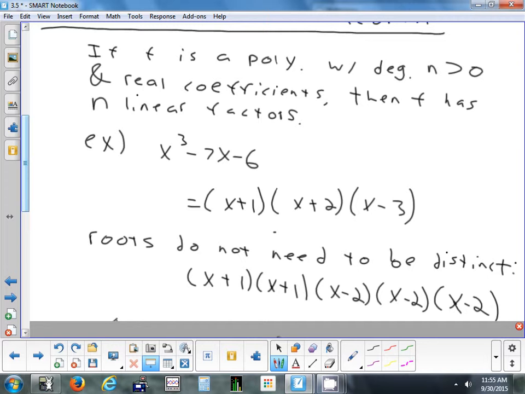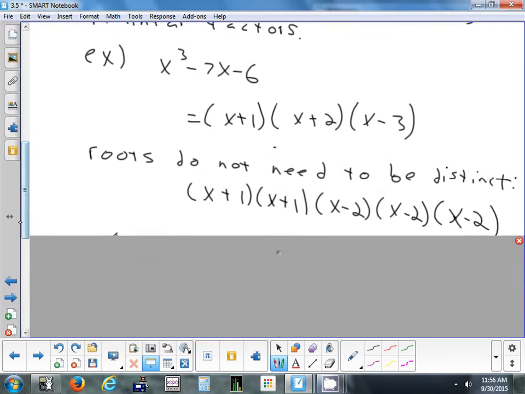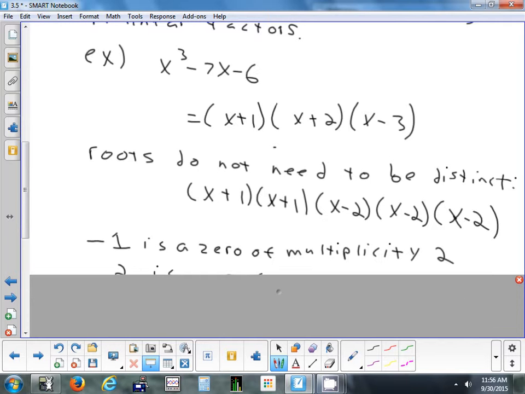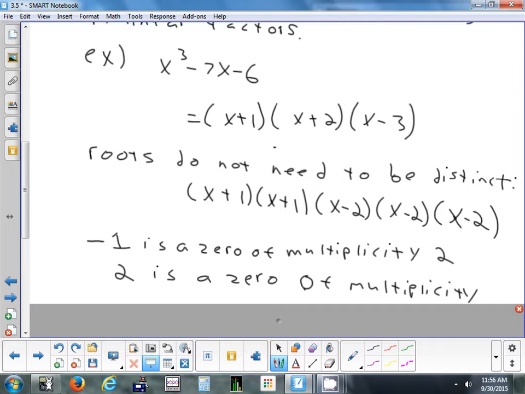So if you were to graph this, it's a 5th degree polynomial. In this case, all real roots, no imaginaries. And it would go through -1, and it would go through 2. Okay, and we have all kinds of repeated roots here. And the way you can say it is -1 is a 0 of multiplicity 2, meaning it's repeated twice. 2 is a root, or a 0, of multiplicity 3. It's repeated 3 times.